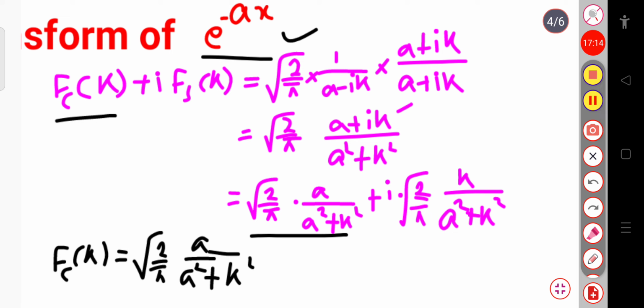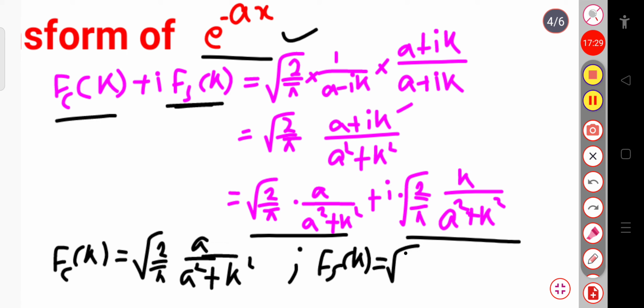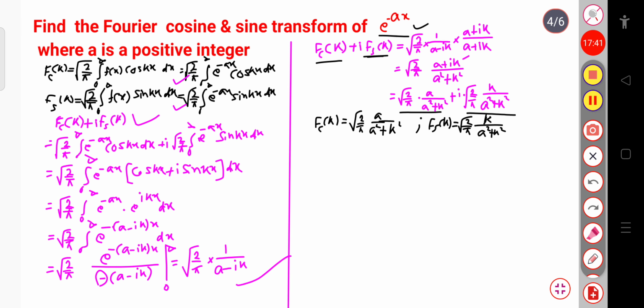Similarly, if I compare the sine term, this imaginary part with this imaginary part, then we will get the Fourier sine transform. So fs of k will be equal to root over of 2 by pi into k divided by a square plus k square. Okay, so this is our final expression. So you can also prove it in this way.